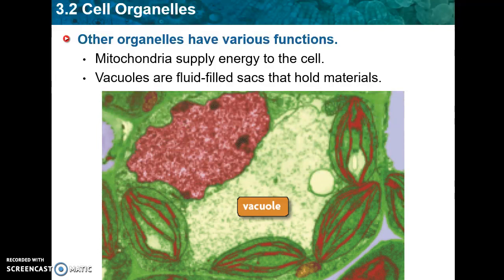Vacuoles are fluid-filled sacs that hold materials, and these vacuoles are plentiful but smaller, I guess is a way to say it, in an animal cell. Whereas in a plant cell, there tends to be one very, very large vacuole. And these vacuoles are part of what gives the plant its structure. So if you see a plant that starts to wilt, it's because the vacuole is not as full as it should be.